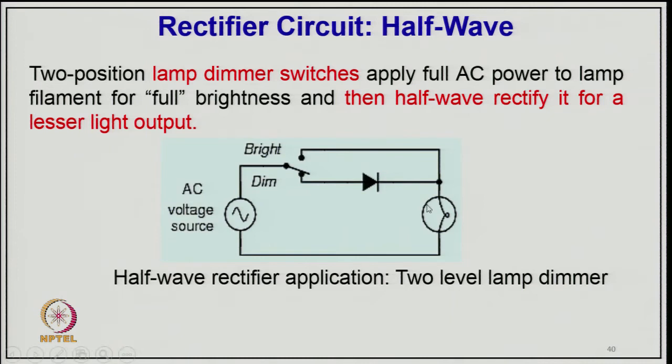So, you can just see across this filament the voltage gets reduced, typically to Vm by 2 across the filament. So, you can say this is the dim position because voltage is less, power is less, and for bright, full voltage applies across the lamp. So, half wave rectification has this application for a 2 level lamp dimmer.